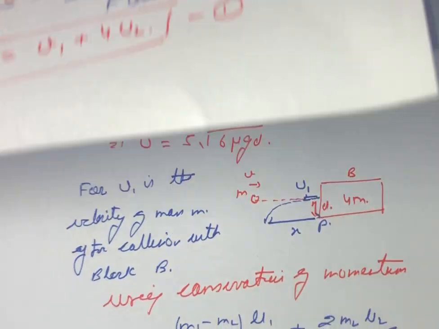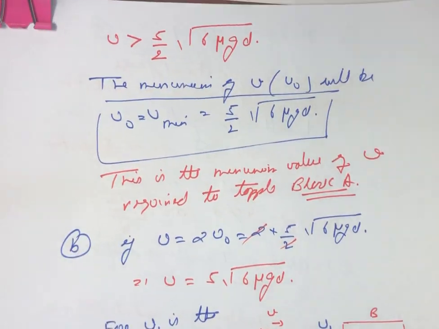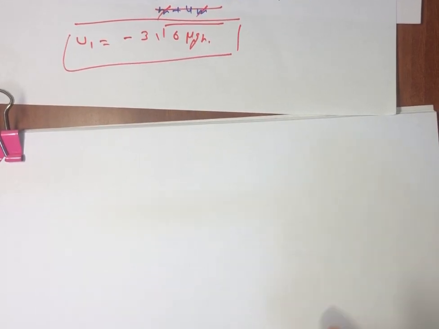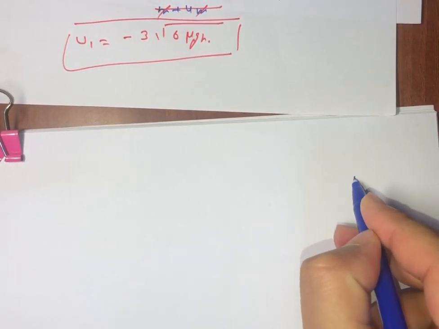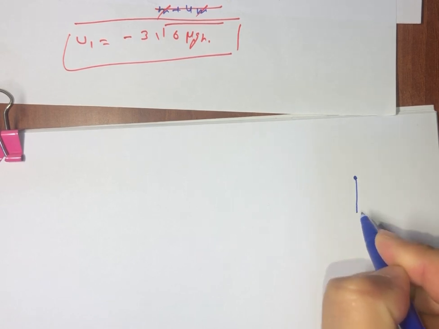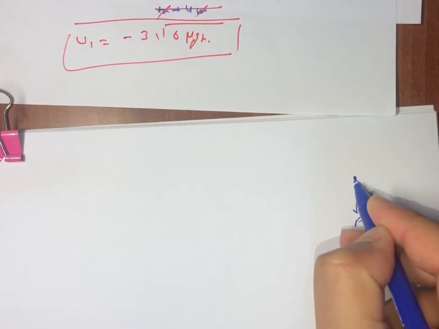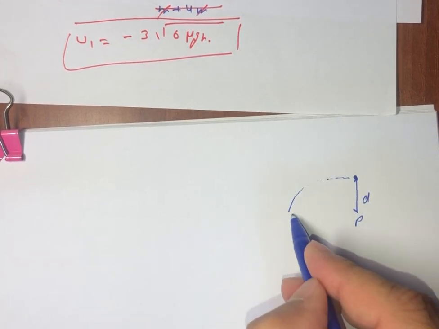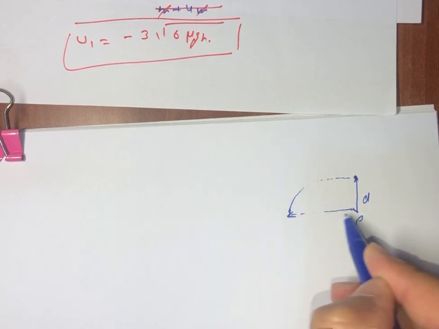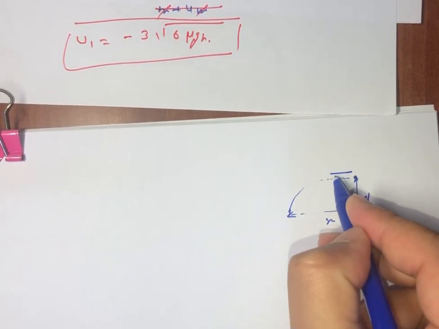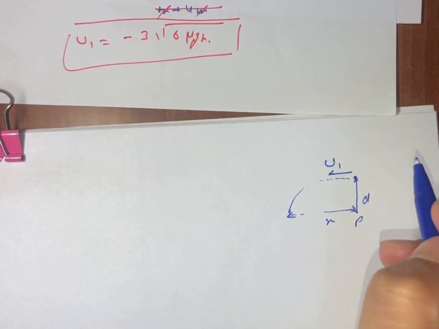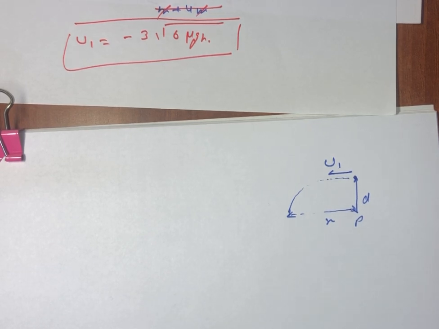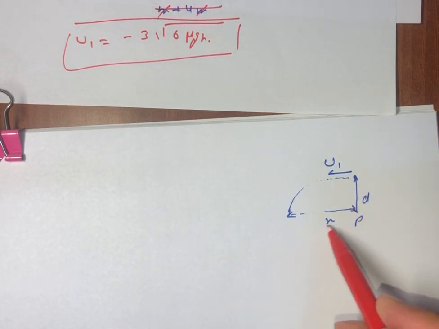Now let me draw it again. So this is the height d, point P, and this is the distance x which we are supposed to find out, and it bounces back with the velocity v1, or we can say its horizontal velocity is v1. Now we are supposed to find out x.